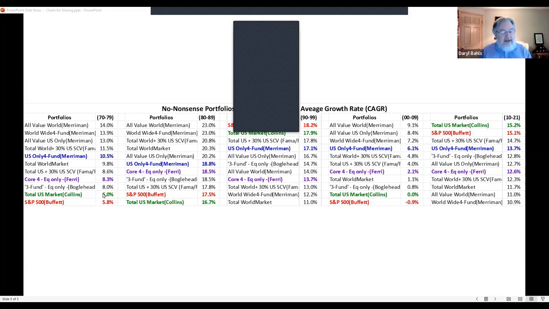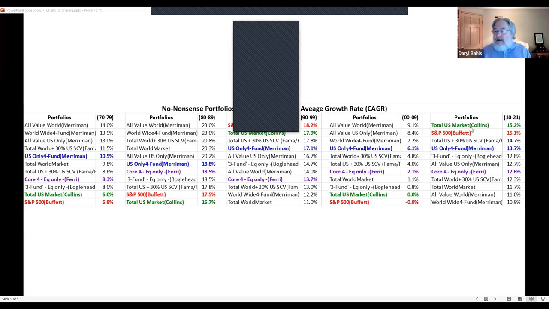And it was six. If you go to the 80s, the U.S. four fund is in the middle again with almost 19. Total market had 18, but it's at the bottom. Not that 18 or 17 is a bad return, but it's at the bottom and the four fund did better. In the 90s, the U.S. four fund had 17 and the total market had 18. In the aughts, the four fund had a 6% return and the total market had zero. You're no better off at the end than you were at the beginning.